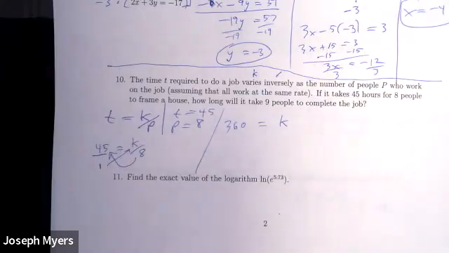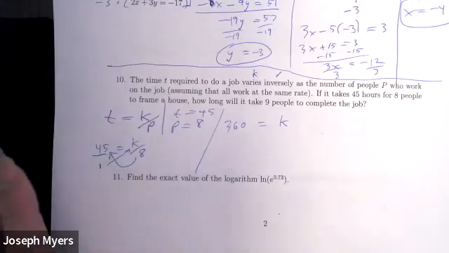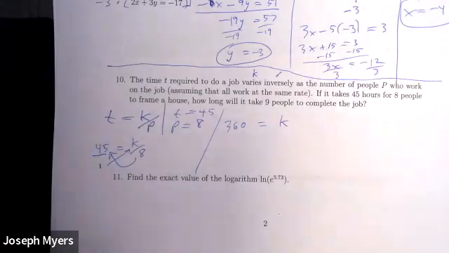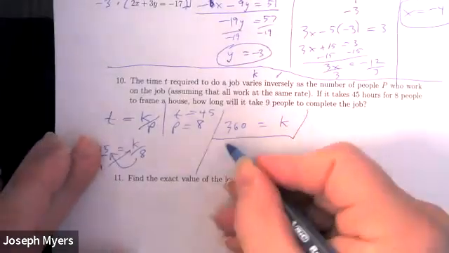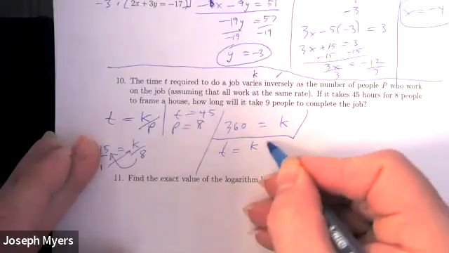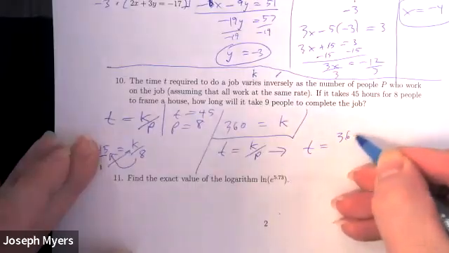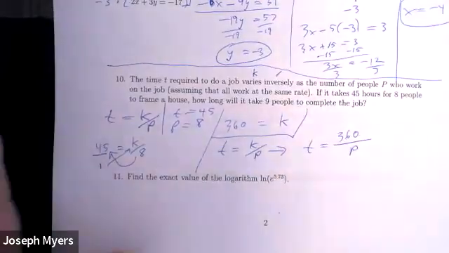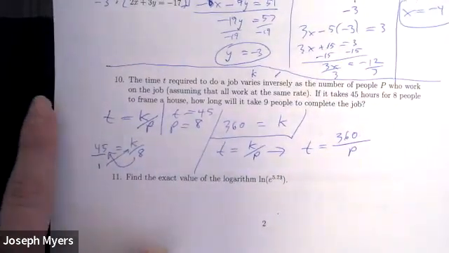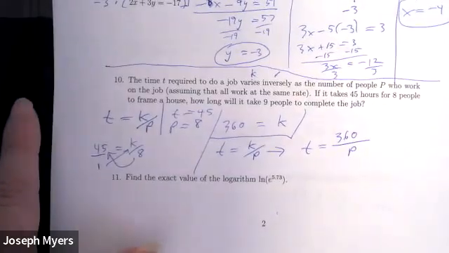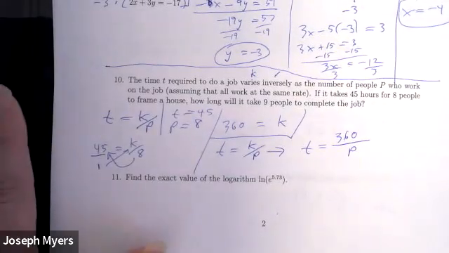Now we're going to write down the final equation that solves the whole rest of the problem. So the formula is still true. T always equals K over P. But now we know that T equals K over P actually becomes T equals 360 over P. So that's the formula for the time. From now on, it'll always be 360 over P in this particular problem.